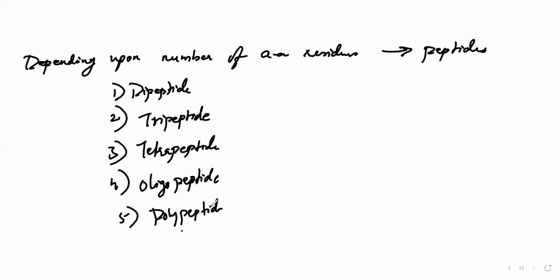So peptides means the number of amino acids which will be present in that chain. And the first two letters, that is di, tri, tetra: di means 2, tri means 3, tetra means 4. Oligo means it can be anywhere between 2 to 10. And poly means n number.